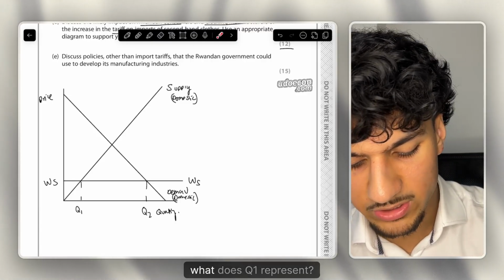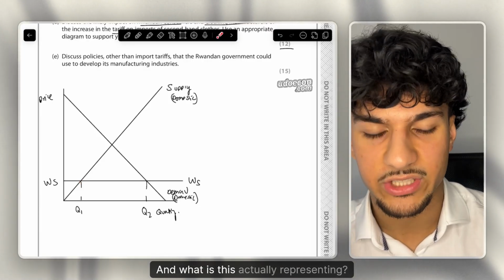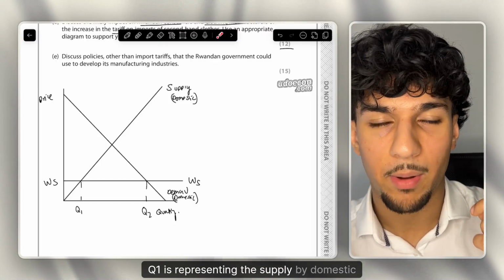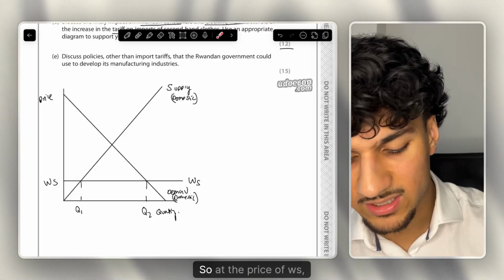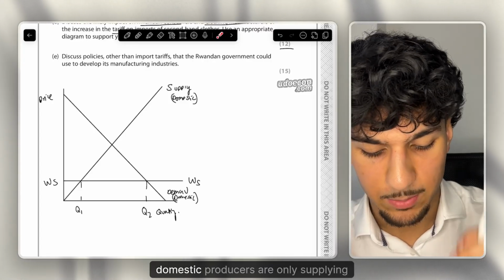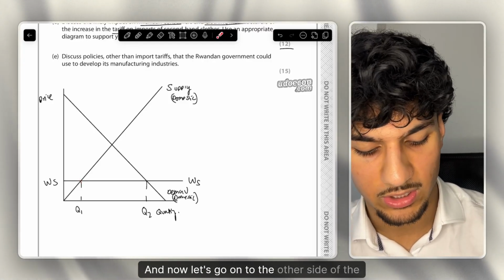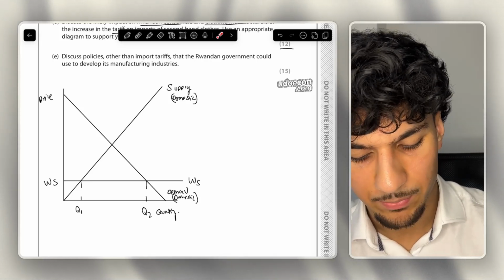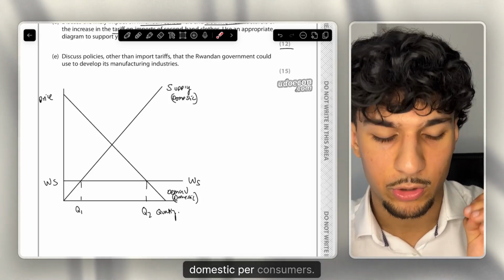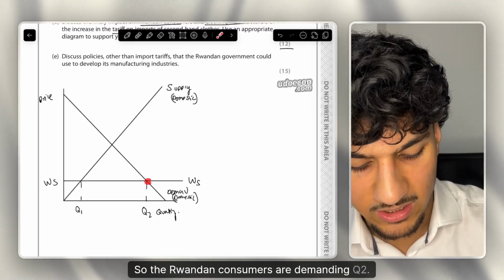So, with Q1, what does Q1 represent? Q1, of course, intersects the supply curve. And what is this actually representing? Q1 is representing the supply by domestic producers. So, at the price of WS, whatever price that may be, domestic producers are only supplying Q1. And now let's go on to the other side of the spectrum, which is Q2. Now, at the same price of WS, domestic consumers, so the Rwandan consumers, are demanding Q2.